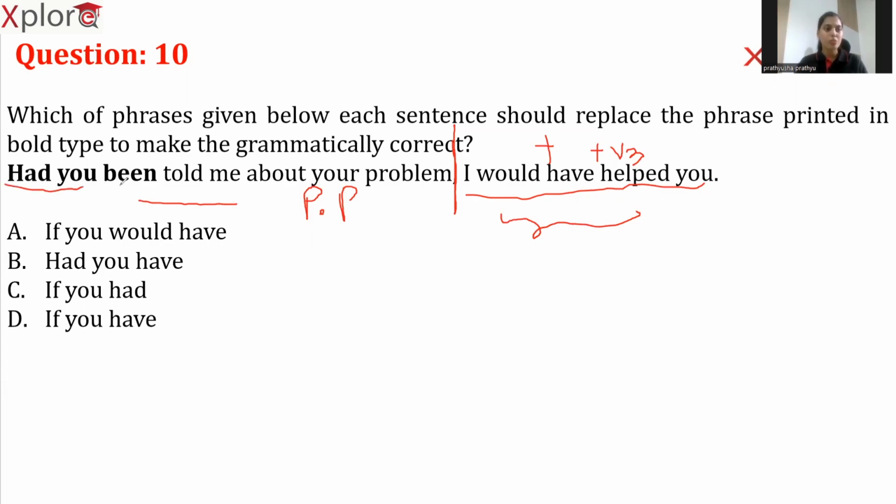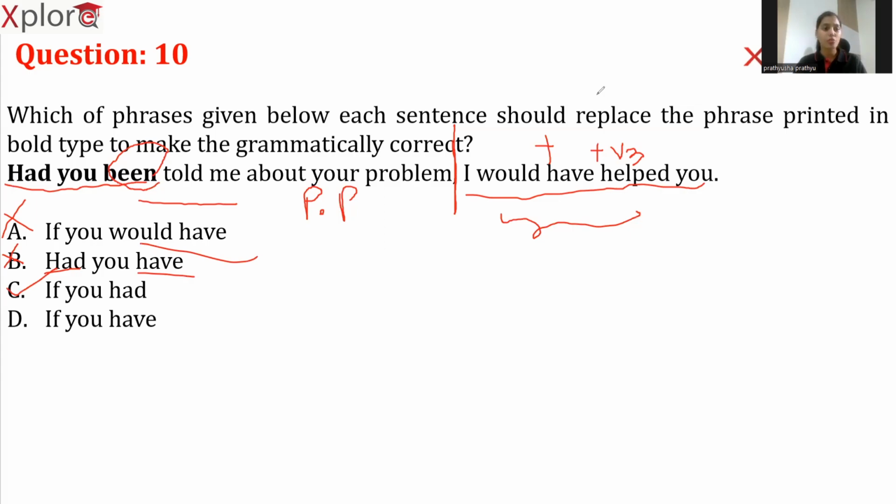Now, "had you been": is it in past perfect tense? You will not be using this term been in past perfect tense. Look at the options. "If you would have": again you are using would have, and according to the conditional cases you cannot do it, so eliminate option A. "Had you have": here you are using had and have again, so there is a tense mismatch. Eliminate option B. Now in options C and D, option C is the right answer.